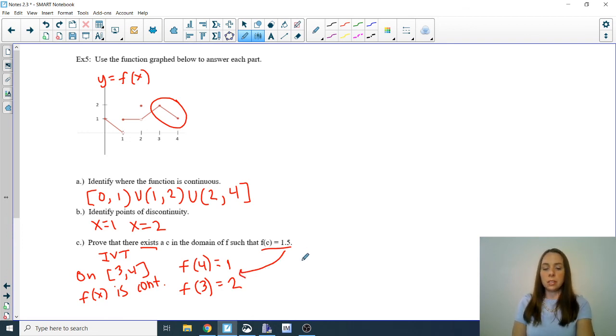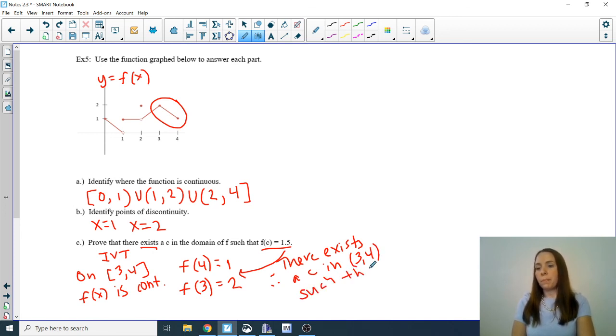And so since we have established that the conditions of the intermediate value theorem apply, we can say therefore there exists a c in the interval from 3 to 4 such that f of c equals 1.5 by the intermediate value theorem.